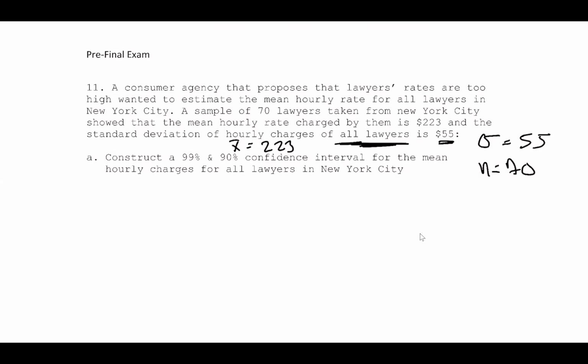All righty. If you look at part A, it says construct a 99% confidence interval and a 90% confidence interval. For this one, it should be pretty simple because we're just going to use our Z interval.